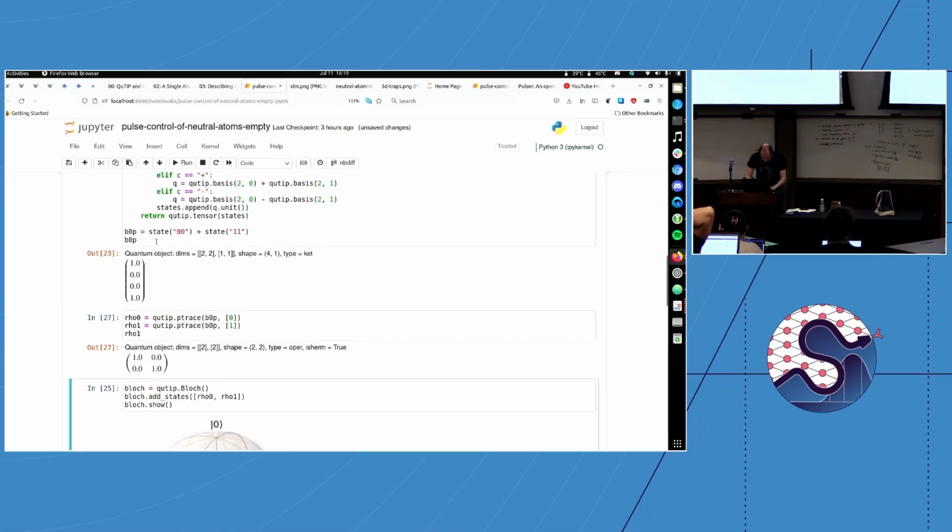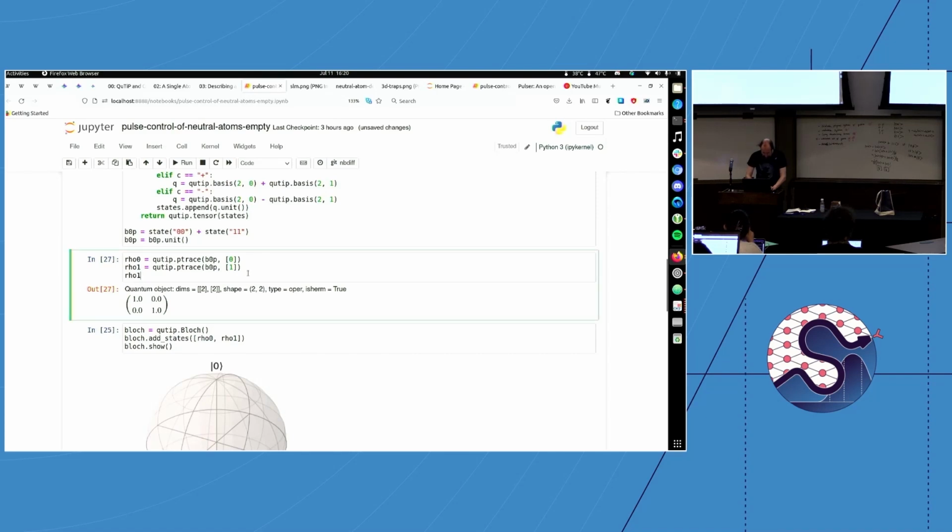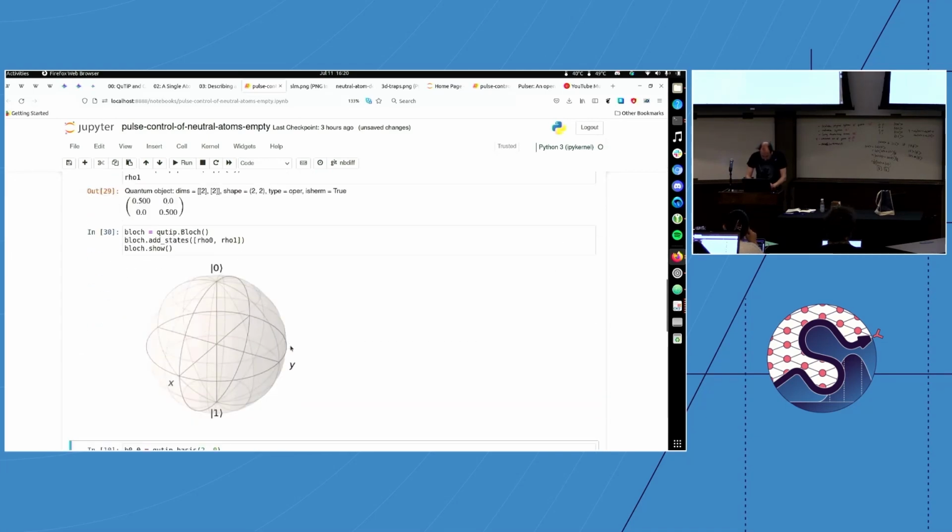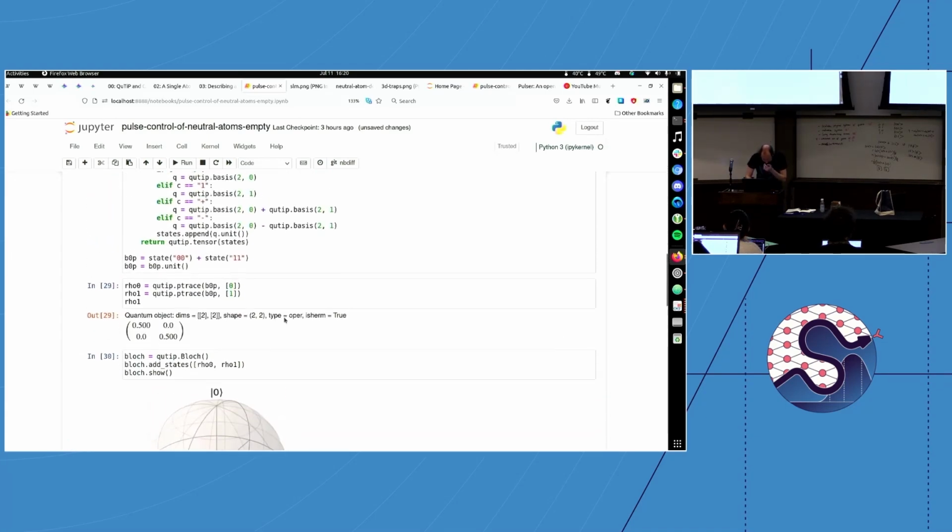Oh, I know what's happened. We need to make this a unit vector. I didn't normalize them afterwards, and that's what's happened. Okay, it's better.